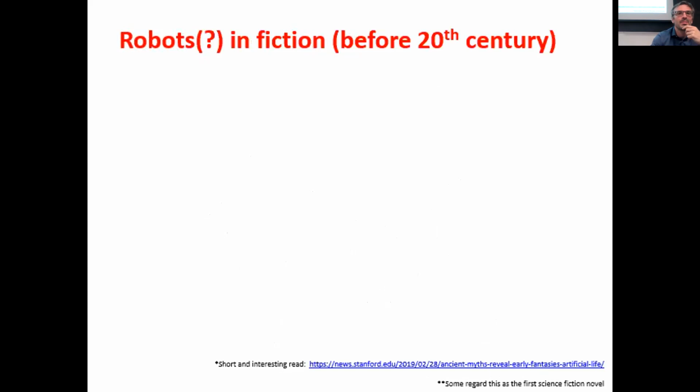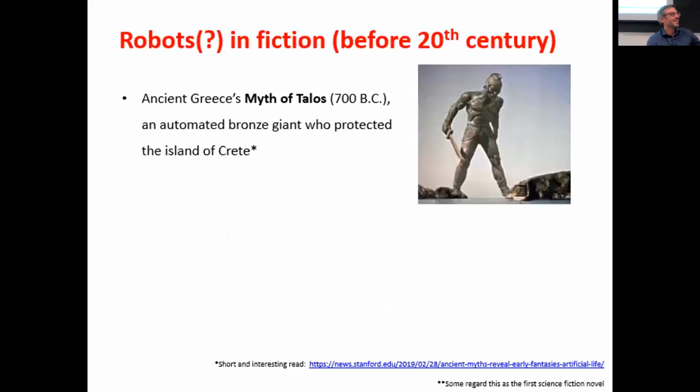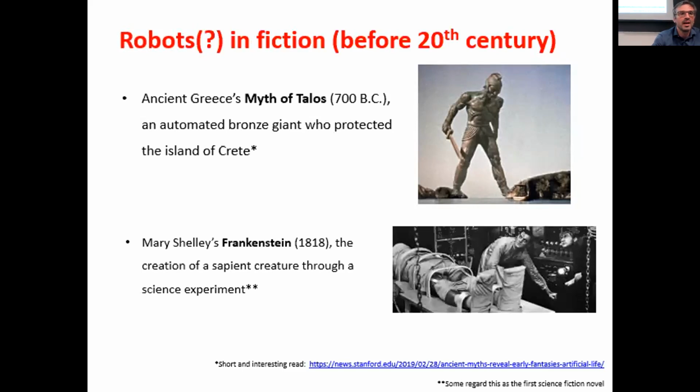In particular, in the past, let's say even ancient Greece, humans were fascinated by the idea to have automated robots, automated machines. Here you see the myth of Talos, that is a giant that protected the island of Crete. And there's also, in the Mary Shelley novel Frankenstein, they were describing the creation of a sapient creature.